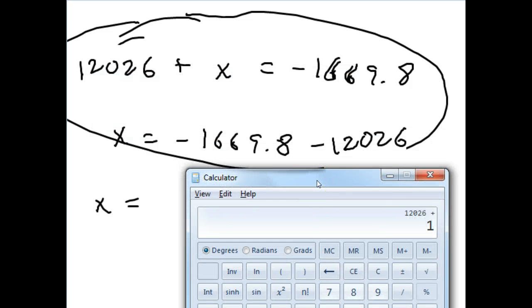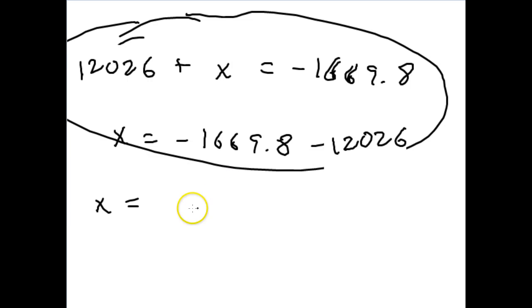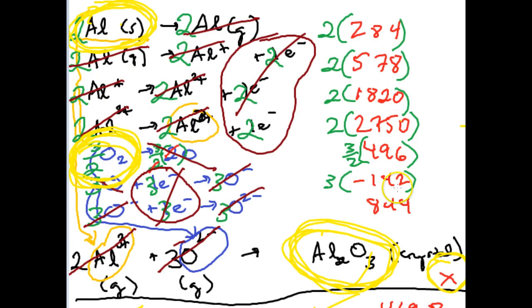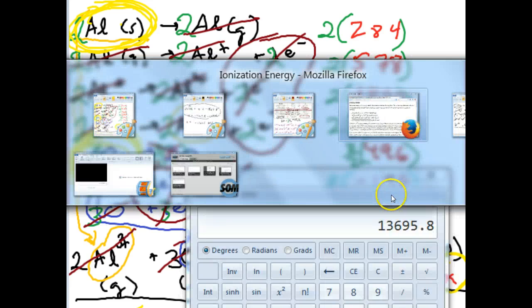Okay, you're good at math, so I don't really need to do this whole thing. But anyways, 13696. So this should be about negative 13. It should be something like this, you know. And of course the units. What are the units? Well, let's see. I didn't put any units here. Where did I put the units? Where are those silly units?